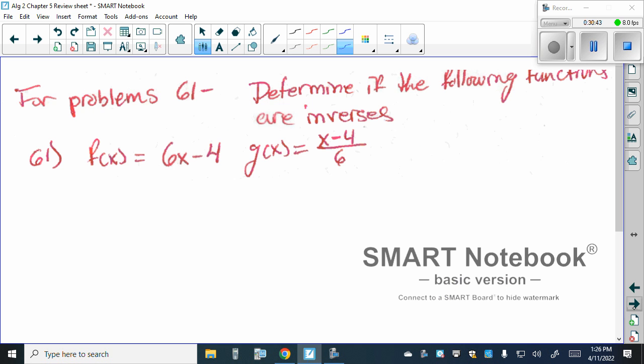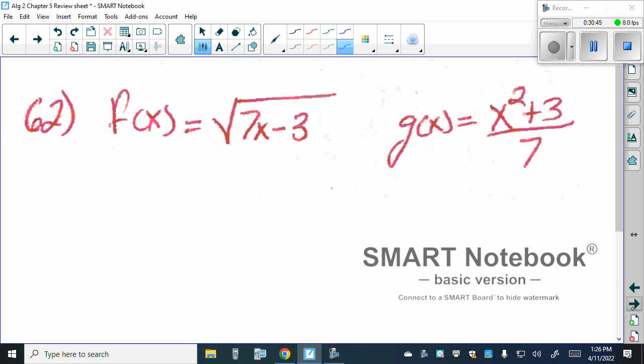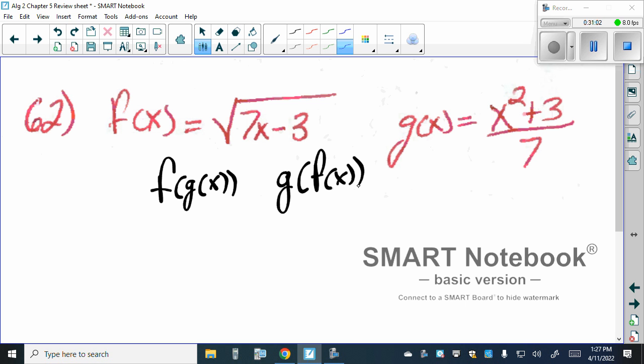And again, there's not going to be any asking us to find the inverse, but there might be a bonus asking us to show that two functions are inverses. To be able to do that, we're going to need to show that f of g of x is the same as g of f of x, or more specifically, that they come out to be x.